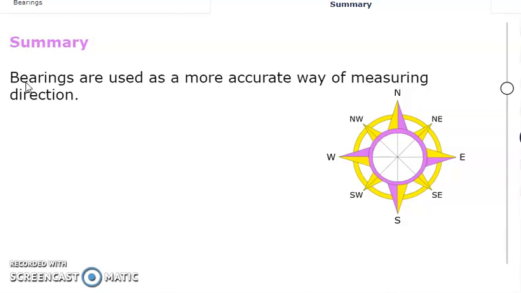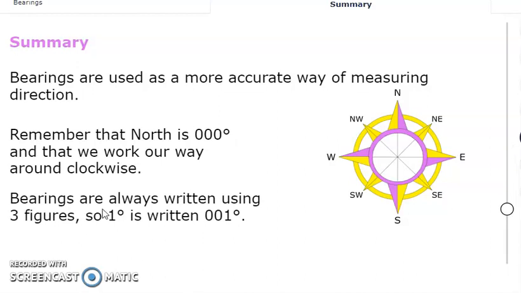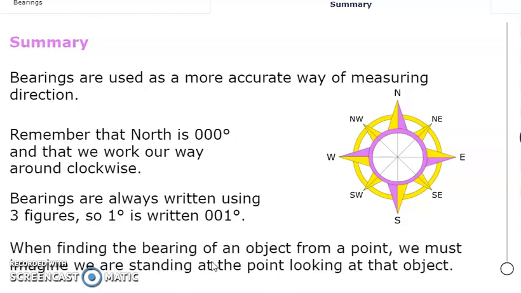The summary is bearings are used as a more accurate way of measuring direction. Remember that north is 0, 0, 0 degree. We take north direction as 0, 0, 0 degree. Bearings are always written using 3 figures. So 1 degree is written as 0, 0, 1 degree. When finding the bearing of an object from a point, we must imagine we are standing at the point looking at the object.